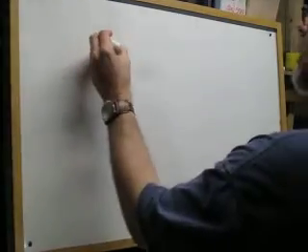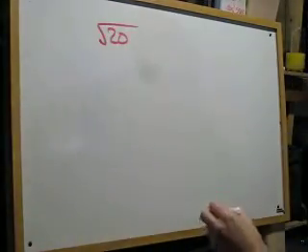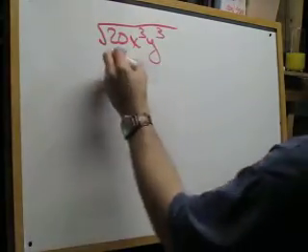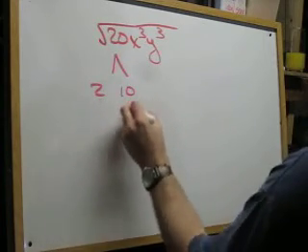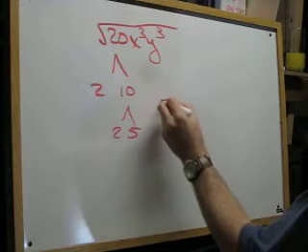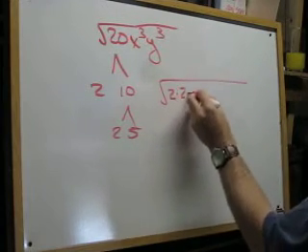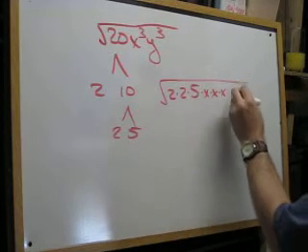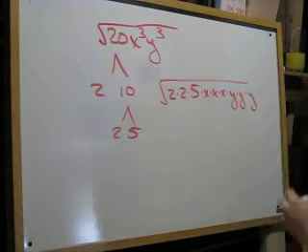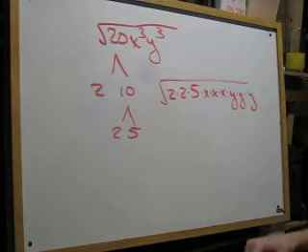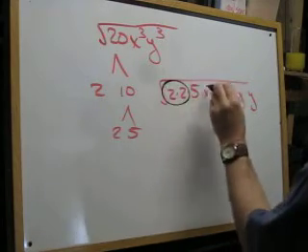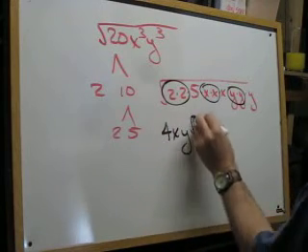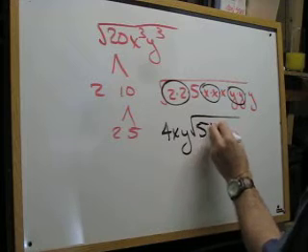So let's try the square root of 20, and then we've got an x cubed and a y cubed. Let's make that a little longer there. Prime factors 2, 10, 2, and 5. So my radical sign is going to be 2 times 2 times 5 for my number 20, times x times x times x, because x cubed, times y times y times y. Alright, so let's go ahead and circle my couples. Pull those out. And everything else that isn't circled stays in.